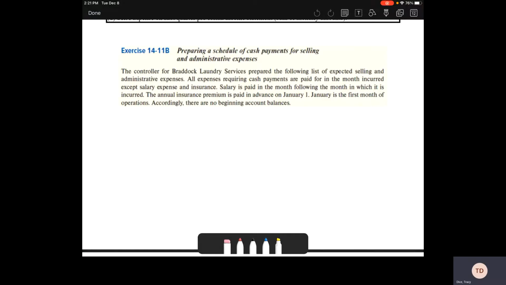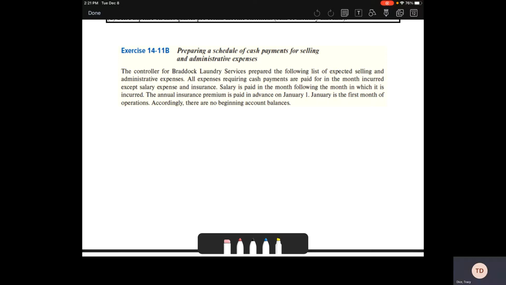Hello everyone, this video is going to cover exercise 14-11B, preparing the schedule of cash payments for selling and administrative expenses. So the controller for the Braddock Laundry Services prepared the following list of expected selling and administrative expenses. All expenses requiring cash payments are paid for in the month incurred except for salary expense and insurance.